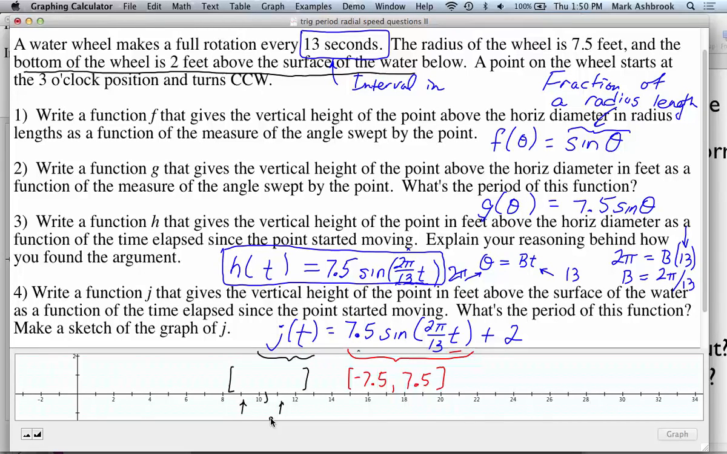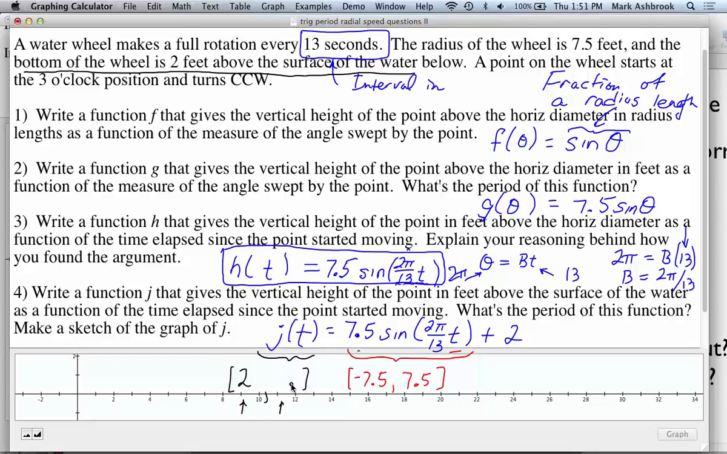So can you imagine the wheel? If this desk is the surface of the water, then where's the bottom of the wheel? 2 feet above. So here's the bottom of the wheel, and our function J is measuring the height of the point above the water. So what's the minimum value of J? Is this negative 2 relative to the water or positive 2? Positive, right? It's the height above the water. So it's 2 feet above the water, giving us the minimum of J, how low it gets.